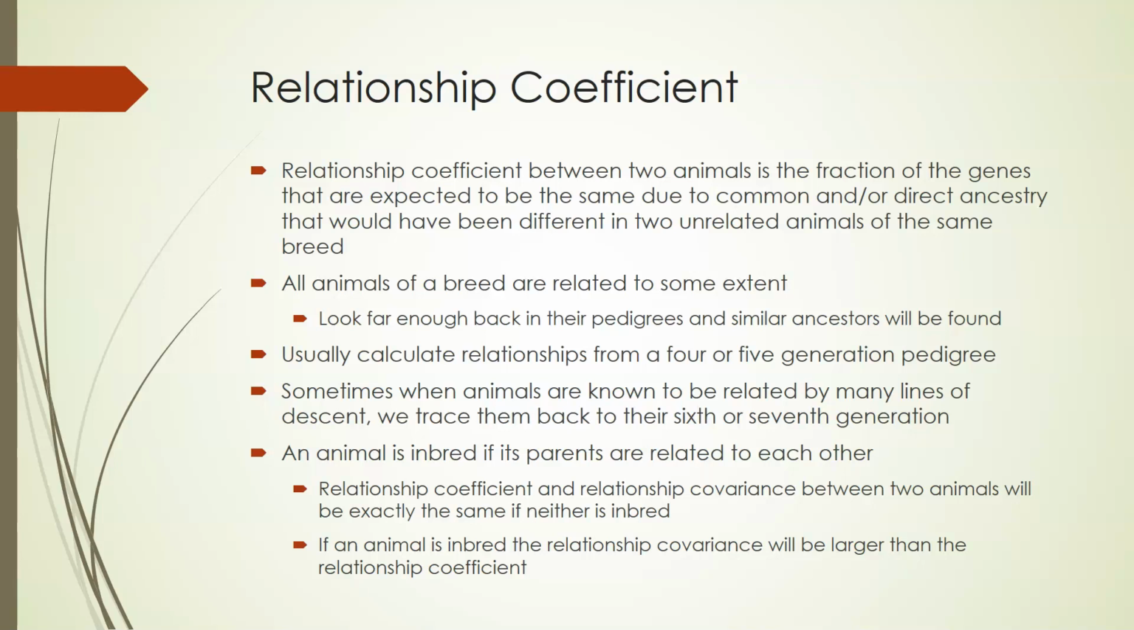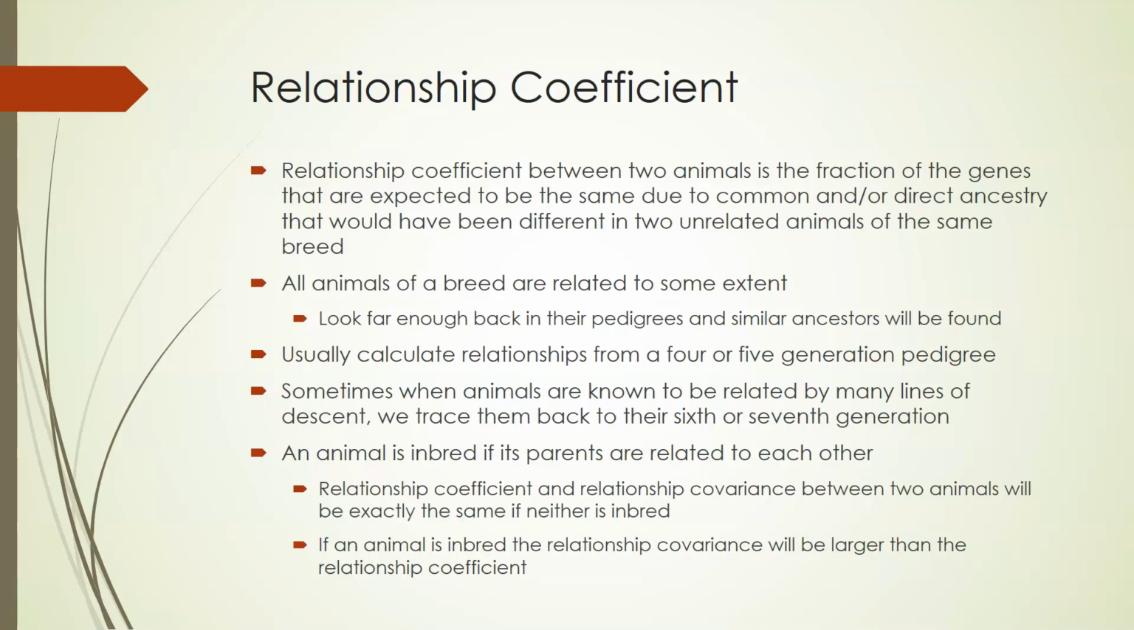Now, if we do know that animals are related by many lines of descent, and we're seeing in those 4 or 5 generations a whole bunch of similar ancestors in animals, then that's when we might trace them back to the 6th or 7th generation. This is something that would be really important if you are seeing issues within a herd or within a breed, and you're seeing results of inbreeding negatively affecting that breed.